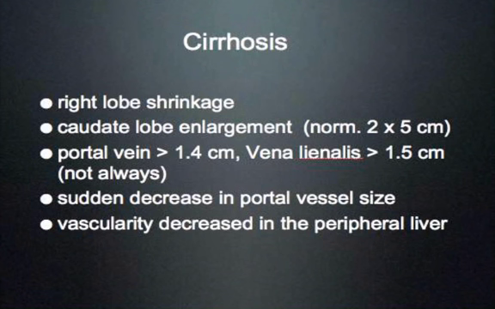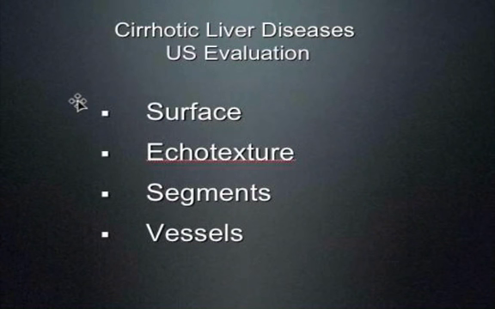If we want to make it simple, and it is a complicated diagnosis, so at least we have to keep the criteria simple, I would recommend to remember ultrasound for cirrhosis: I want to look at four things: the surface, the echo texture, and this one I would even put in brackets maybe, the segments, and the vessel. Let's look at these individually.